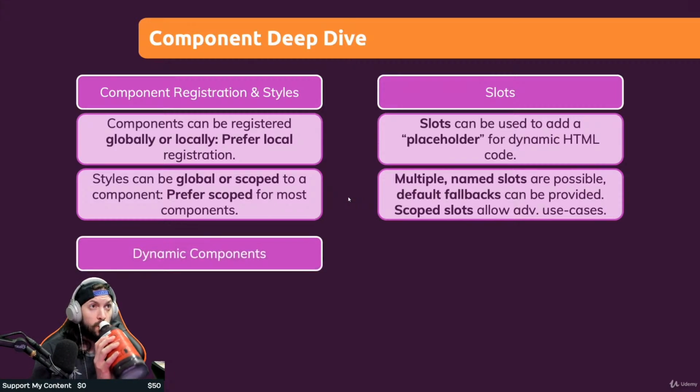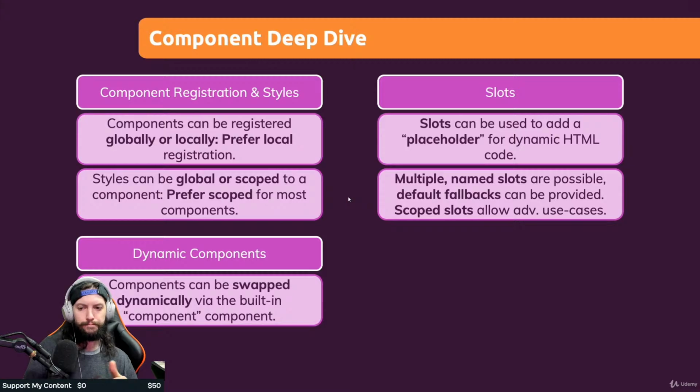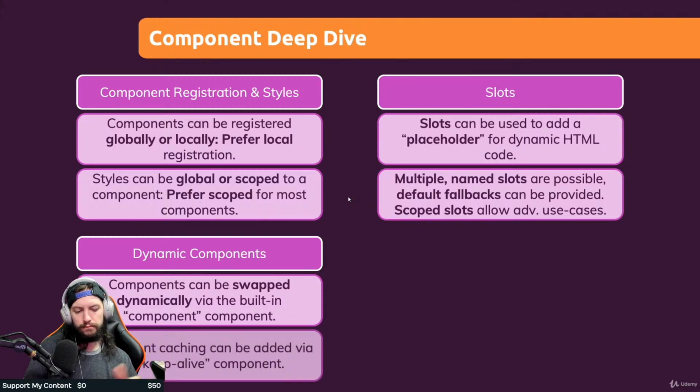We also have dynamic components. Dynamic components is a feature built into Vue, unlocked with the built-in component. This can be used to dynamically swap it for different components you defined, and you can also control the caching of the component with the built-in keep alive component, as you learned it in this module. We will also use this feature in the next course module, so in the project we're going to build there.